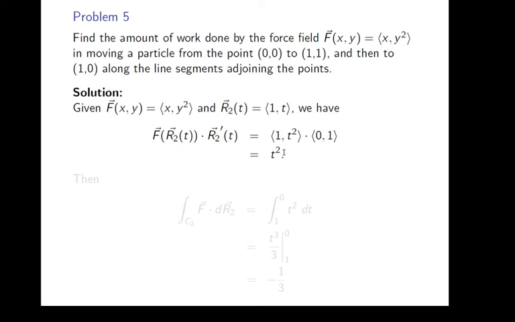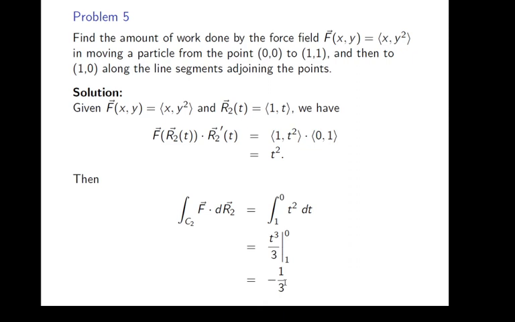Now, let us integrate t squared from 1 to 0. The integral of t squared is t cubed over 3, and we evaluate this at 1 and 0. So plugging in 0, we get 0 over 3, which is 0, minus, let us plug in 1, we get 1/3. So this line integral here is equal to negative 1/3.